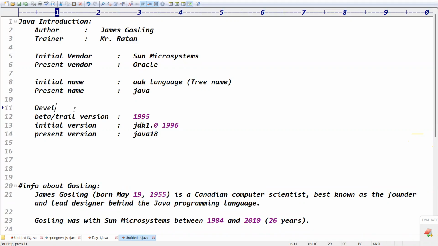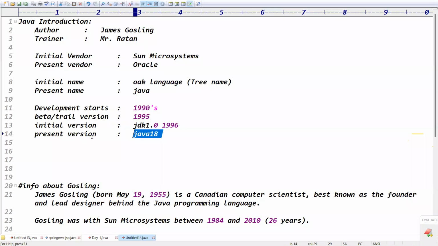Sir, when did Java development start? James Gosling started the development. Java development started in the 1990s. The beta version was released in 1995. It means they took almost 5 years to build Java. The initial version of Java is JDK 1.0 in 1996. The official version of Java released in the market is 1996. The present version is Java 18th version, right?